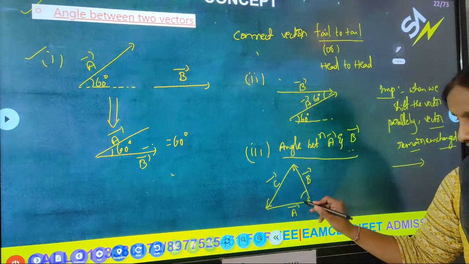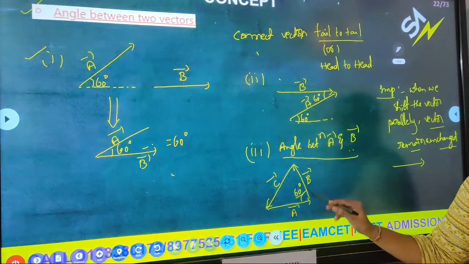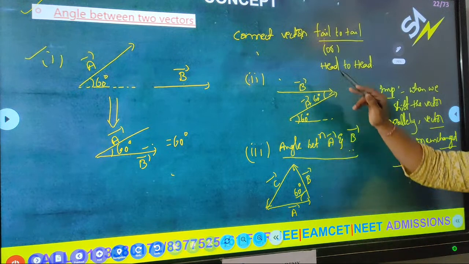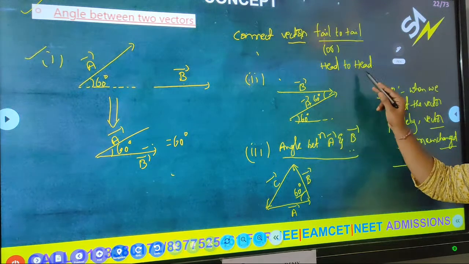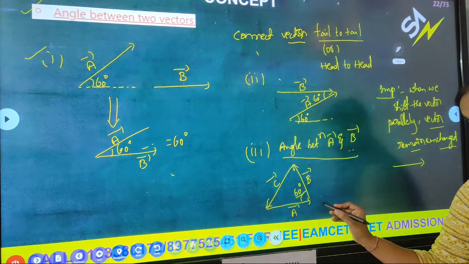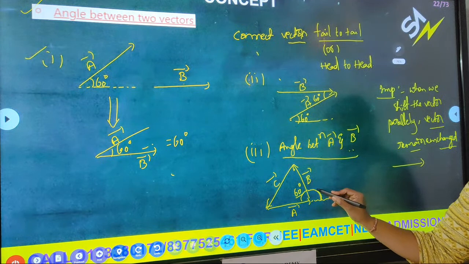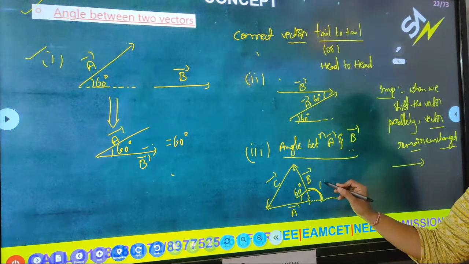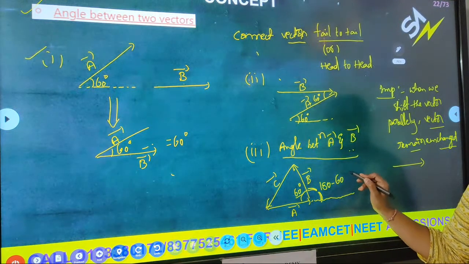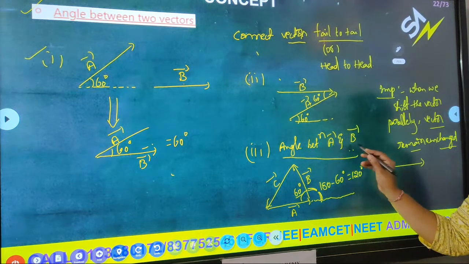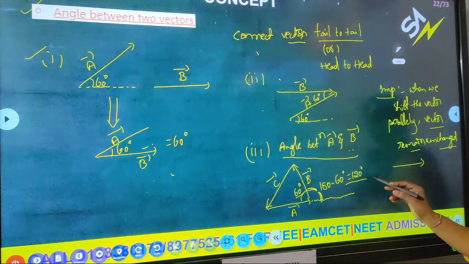So usually you consider here angle that is 60, but it is wrong. It will not be the angle between A bar and B bar. So while finding angle between vectors, we need to connect vectors tail to tail or head to head. So just I am shifting this vector A, then take the angle between tail to tail, and here it is 180 minus 60. So angle between these two vectors A bar and B bar from this equilateral triangle is 120 degrees.